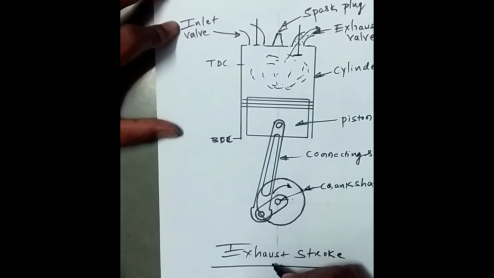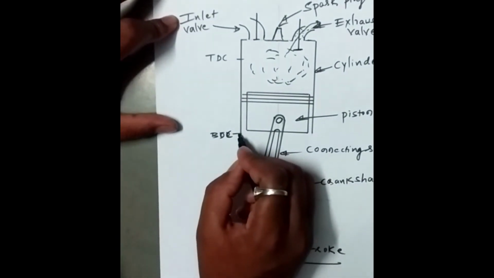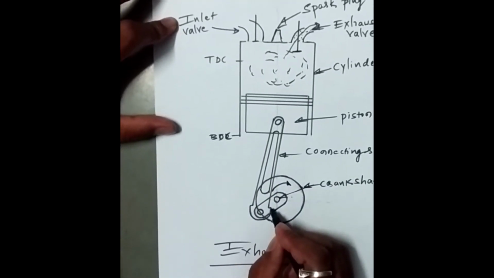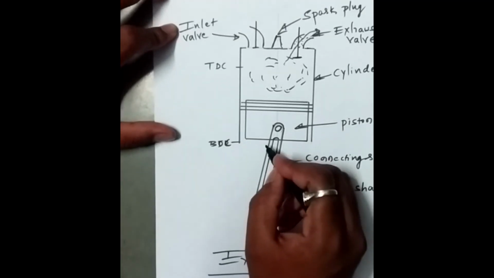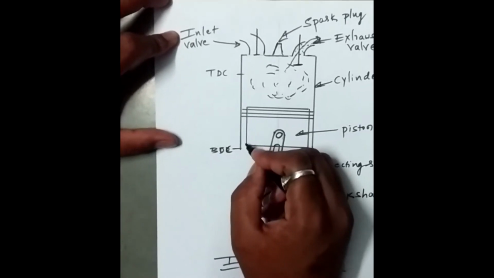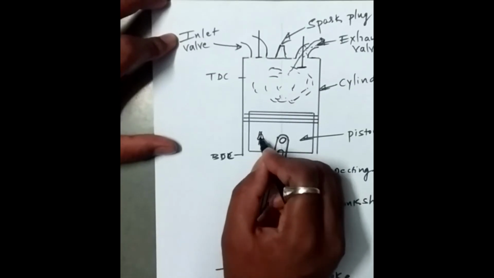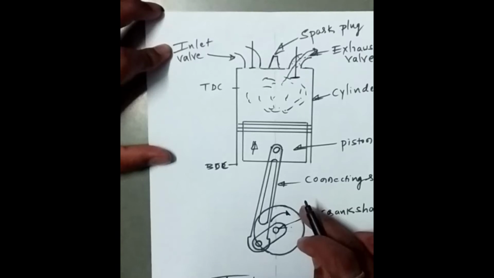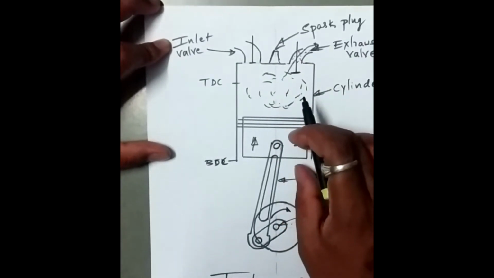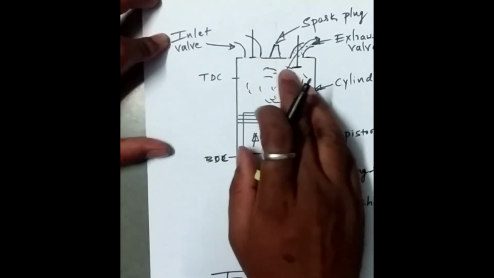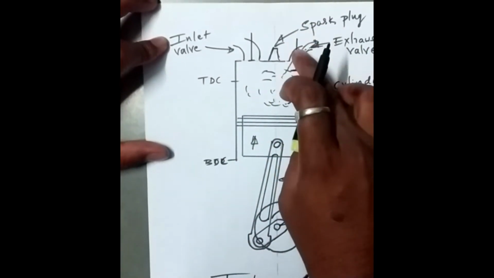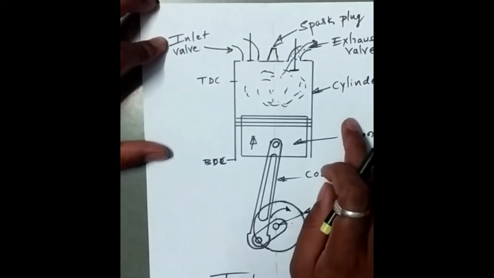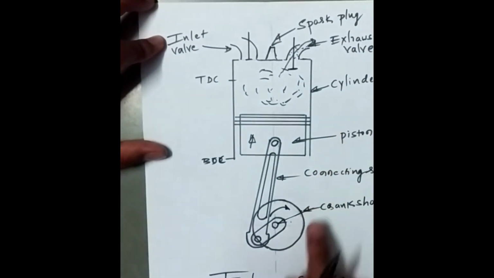To begin the exhaust stroke, the piston will be at BDC and the crank has already rotated 180 degrees in the power stroke. During the exhaust stroke, the piston is going to move from BDC to TDC, and again the crank rotates 180 degrees. At the end of the exhaust stroke, all the burnt gases are expelled, the exhaust valve closes and the inlet valve opens, and it is ready for the first stroke, that is the suction stroke.